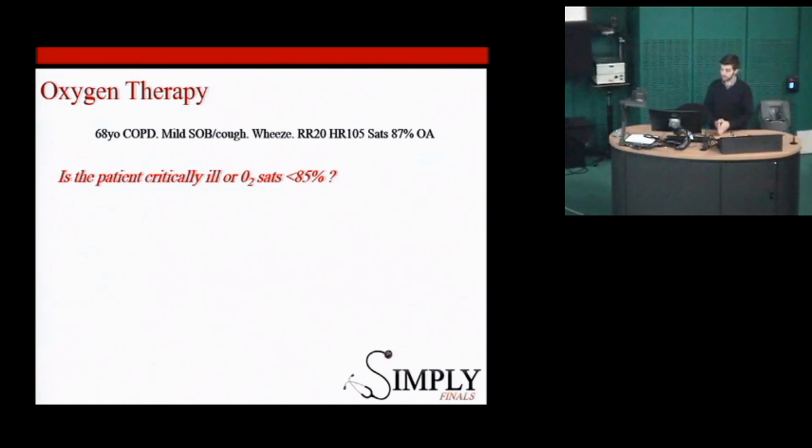First question: is the patient critically ill, or does the patient have SATs under 85%? So these are the 2 questions. This patient is neither of them. So then you go on to the second question. Is this patient at risk of hypercapnia? Is he? This gentleman with no past medical history?